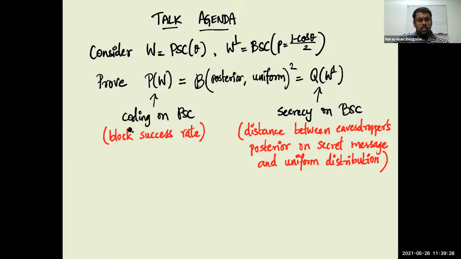So for coding on the pure state channel, the metric we'll consider is the block success rate, which is 1 minus block error rate. For secrecy, as we said before, the channel to the eavesdropper is W perp. And so we care about the distance between the posterior distribution that the eavesdropper has, based on what information he or she taps, and the uniform prior on the messages. This is quantified by the Bhattacharya distance squared.